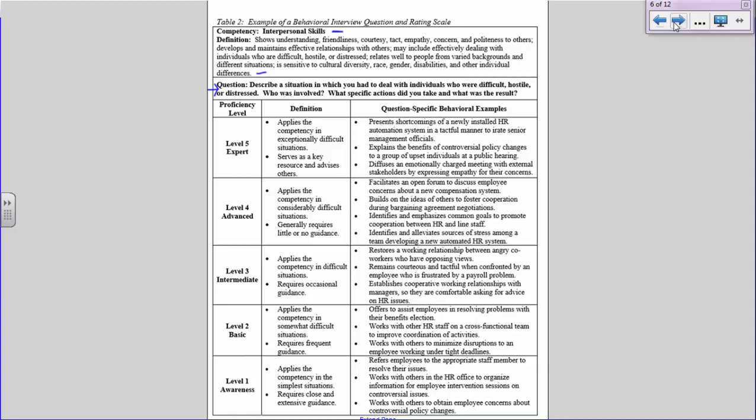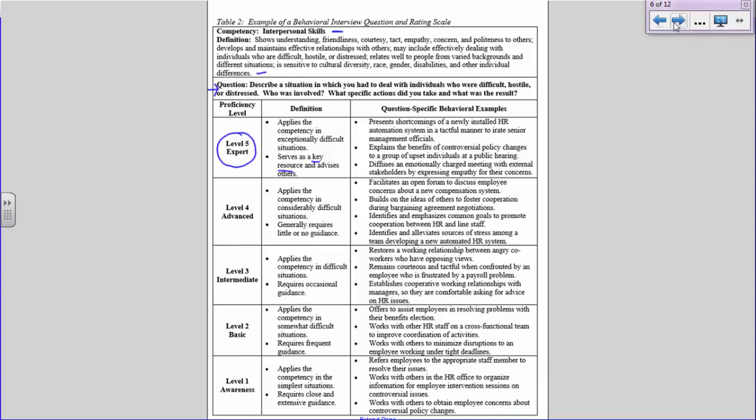So you see that there's a lot of layers to that question, and it's really designed to get the details of what happened from the applicant, right? The who, what, when, where, and why. And you'll see here we have 5 different levels, and if we start at the best, an expert, they should have competency in exceptionally difficult situations and maybe serve as a key resource. So the answers that have those themes in them are going to be the most high quality answers.